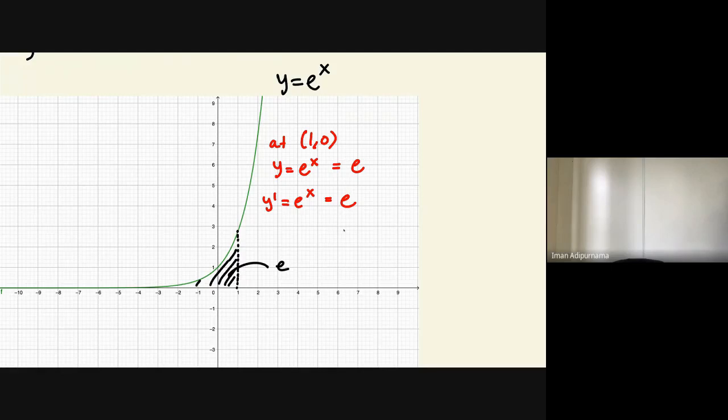So why is it in our nature? Why is it in every growth? Everything that is related to growth, maybe later you will be growing bacteria, cells, and so forth, and maybe you will see some growth in populations and so forth, you will see the number e, because it is, by definition, inside the nature, okay?